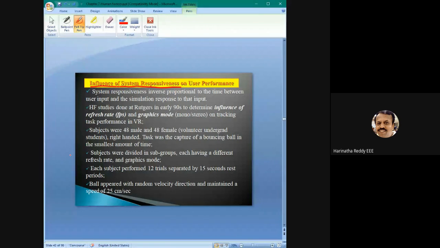Clear? And here the ball appeared with a random velocity direction and maintained a speed of 25 centimeters per second. The ball has a speed of 25 centimeters per second, but its direction is changing randomly. The task is what? When the ball, moving at 25 centimeters per second in random directions, we need to capture that ball. This is the task. In this task, 48 male and 48 female were considered and tested, 12 times each. So the ball has to be captured.